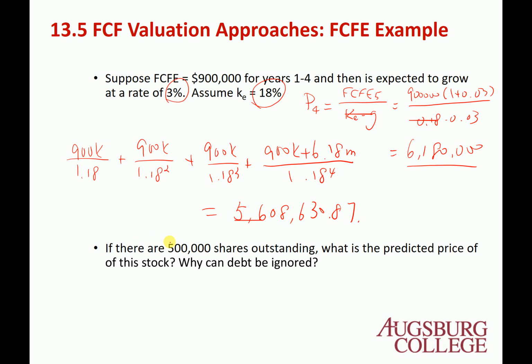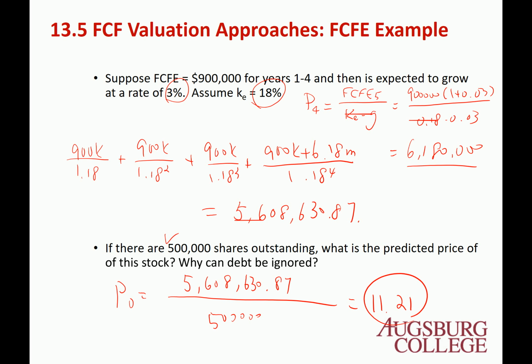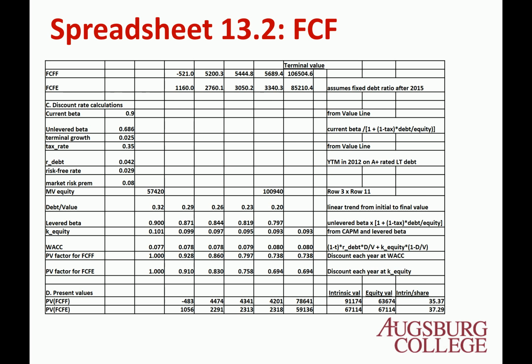Now, if there are 500,000 shares outstanding, you don't have to subtract anything, because this is the value of the equity. So the market value of the equity divided by the number of shares, and the share price will be 11.21. Okay, so that's the FCFE example. A different approach: we can use this spreadsheet. Basically the same things that we did.